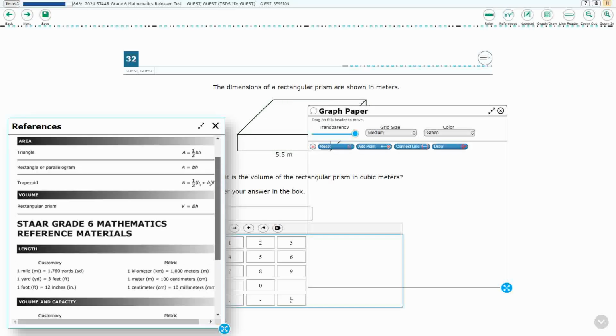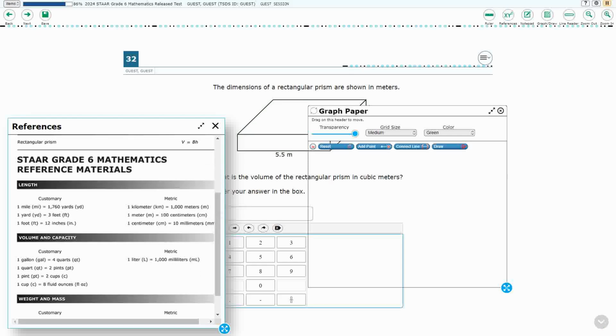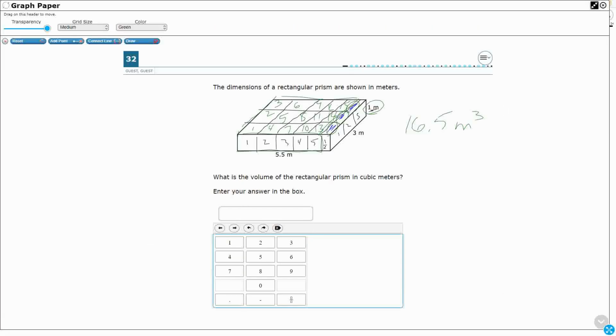We are looking at volume, rectangular prism, base times height. Volume equals BH. So what does that mean? When volume equals BH, this B right here is the area of the base times the height. Well, my height is 1. So it's the volume of the base times 1, which is just the volume of the base.